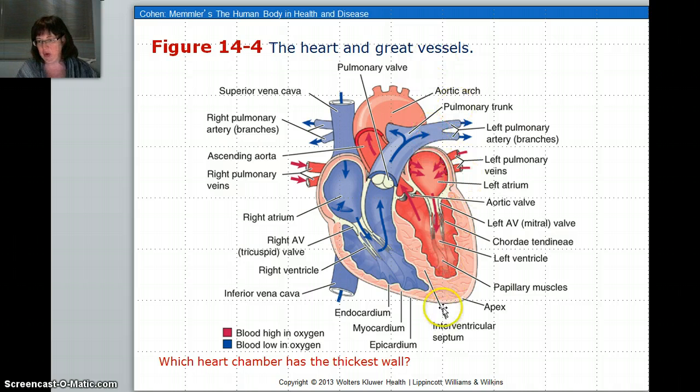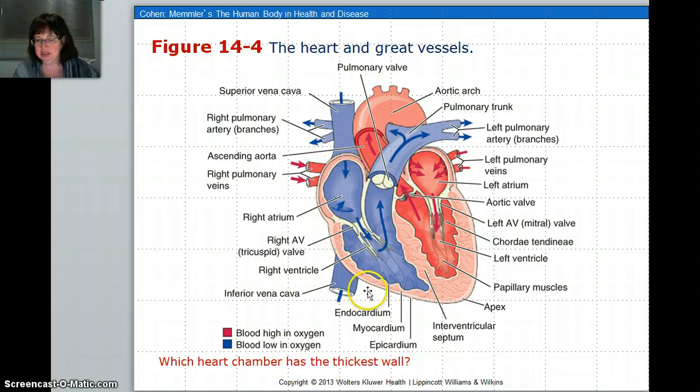We got all of them. Oh, interventricular septum. Septum is a dividing word. Inter means between, so this is the divider between the ventricles. Notice you have septums in your body. You've got a septum in your nose, so septum's just a dividing word. Okay, and we've got them all.